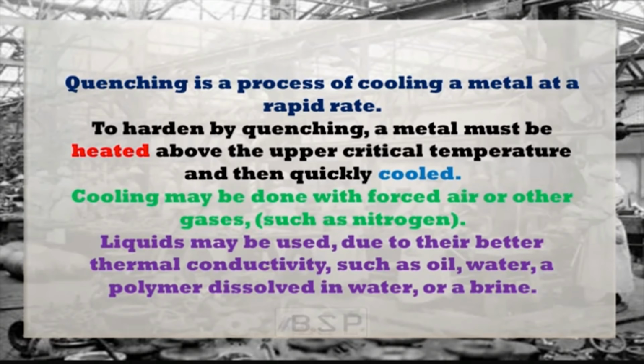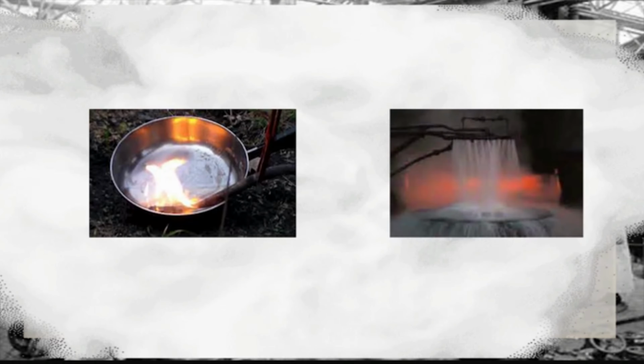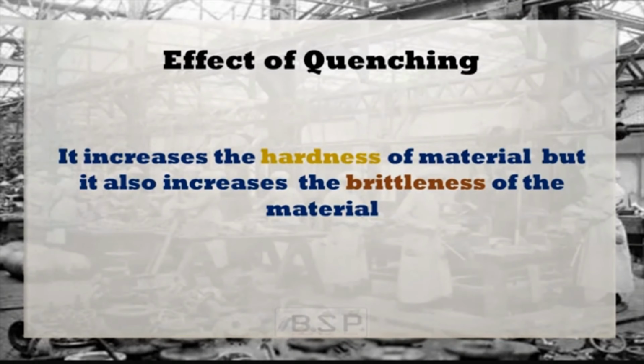Liquids may be used due to their better thermal conductivity such as oil, water, a polymer dissolved in water, or a brine. Let us quickly look at the effect of quenching. Quenching increases the hardness of material, but it also increases the brittleness of material.